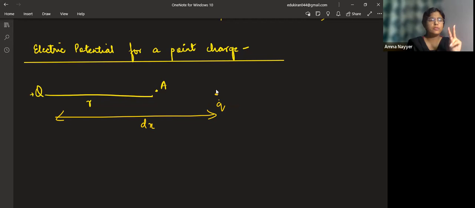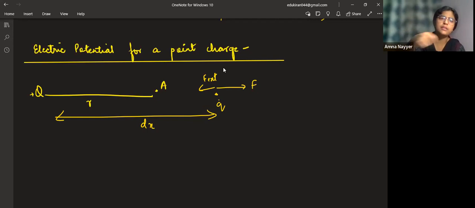Now, there will be two things exerted. Two charges are present in the system: capital Q, the stationary source charge, and the other one is the movable test charge. One force will be there, and one external force will be there, which we are applying to make this charge q move from infinity to come to a point.